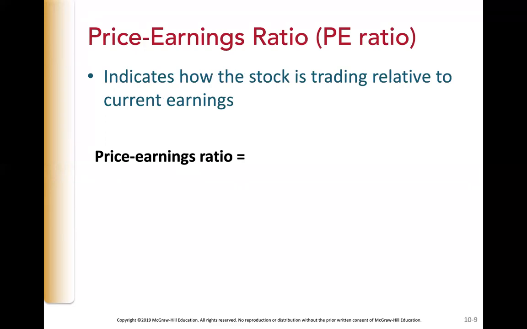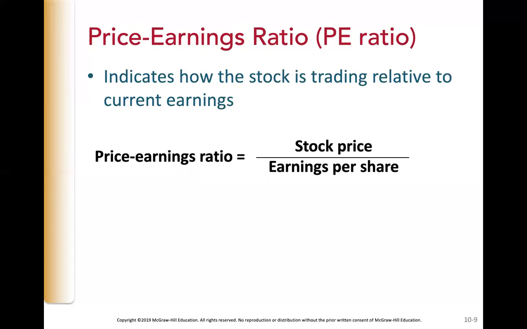The fourth calculation you need to learn is the price earnings ratio, the PE. It indicates how the stock is trading relative to current earnings. We calculate the PE ratio as the stock price divided by earnings per share, so that both the stock price and earnings are expressed on a per share basis. Price earnings ratios are commonly in the range of 15 to 20.